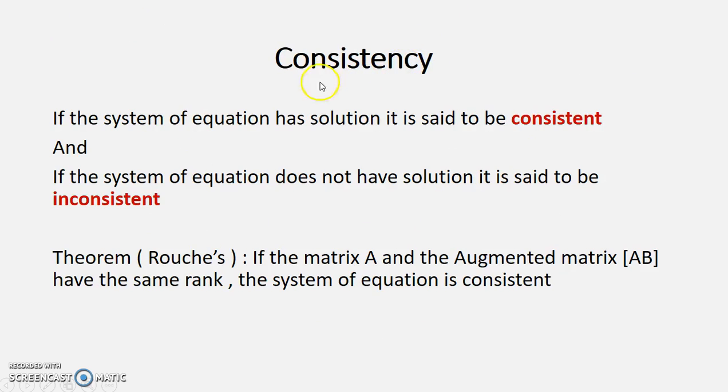Now, consistency. When can we say a system is consistent? If it has a solution, it is said to be consistent. If it doesn't have a solution, it is said to be inconsistent. We have an important theorem which says if the matrix A and the augmented matrix [A|b] have the same rank, then the system of equations is consistent.